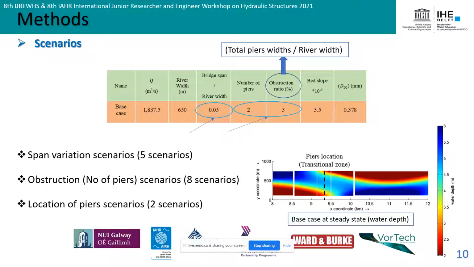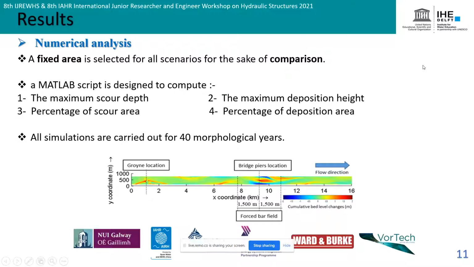One location we call the transitional zone, in the area between the 2 alternate bars, and the other in the zone where on one side there is a bar and on the other side a pool. Then we carry out a numerical analysis. We fixed an area for all scenarios for the sake of comparison. This area we chose to be 1500 meters upstream and downstream of the location of the bridge piers.